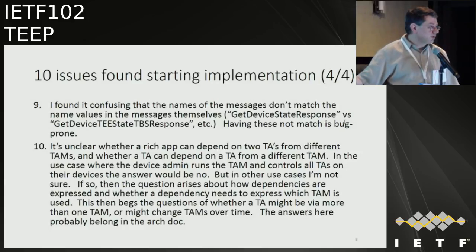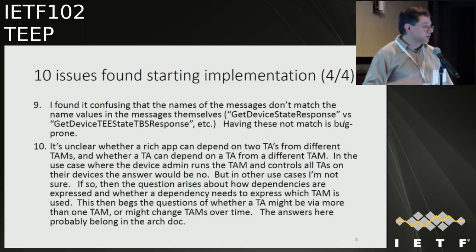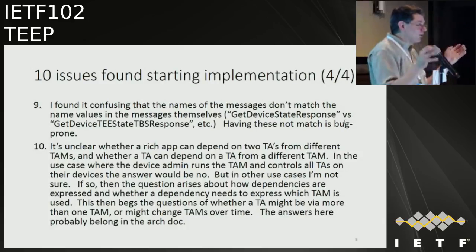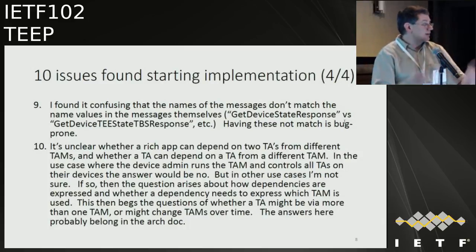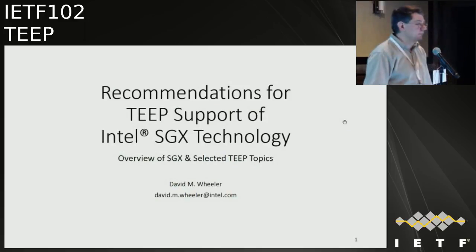I don't think the protocol has to change significantly to accommodate this. So I don't think it's a showstopper to say that, yes, a TA can depend on another TA. It's just another way of expressing dependencies, right? Okay. But again, the expression of dependencies is outside the scope of the protocol. So I think the existing protocol messages can be used to do that. Okay, there we go. I think that's my last slide.